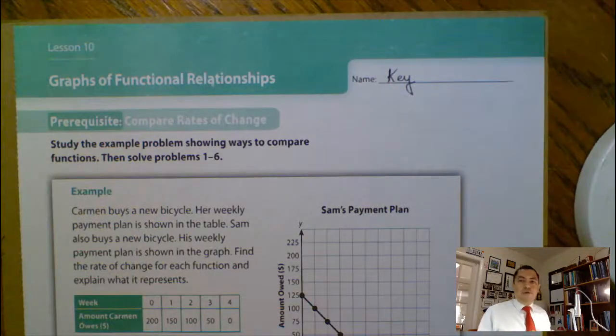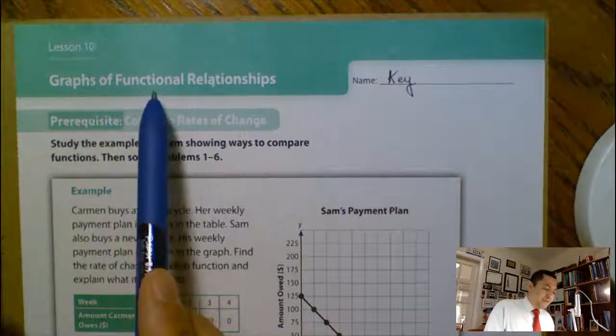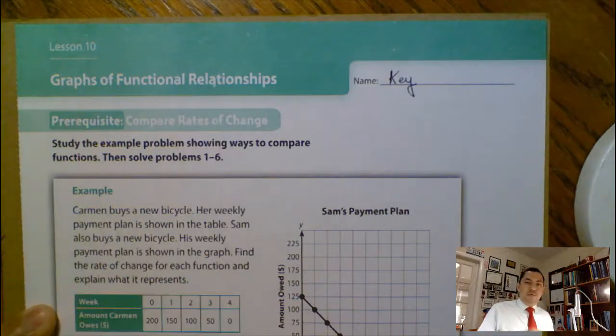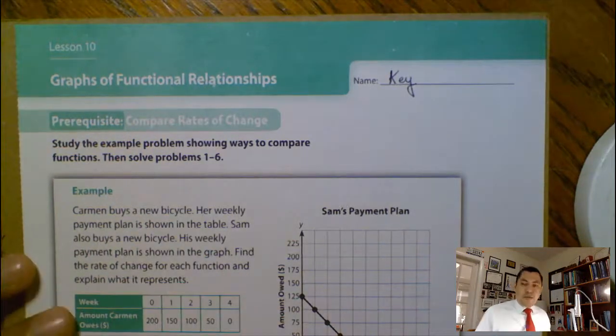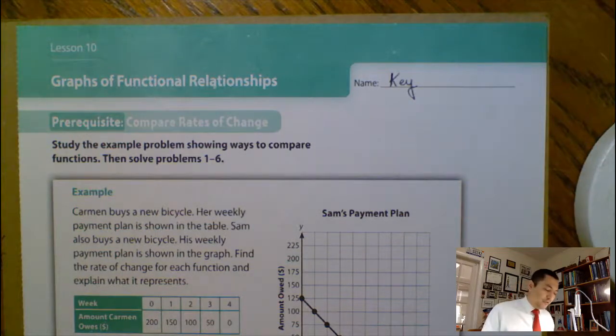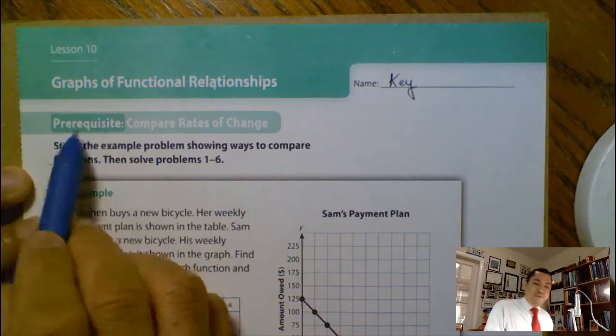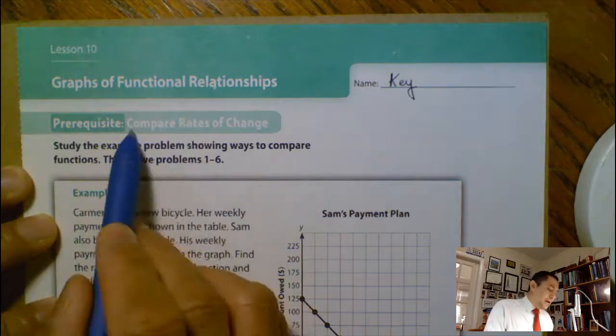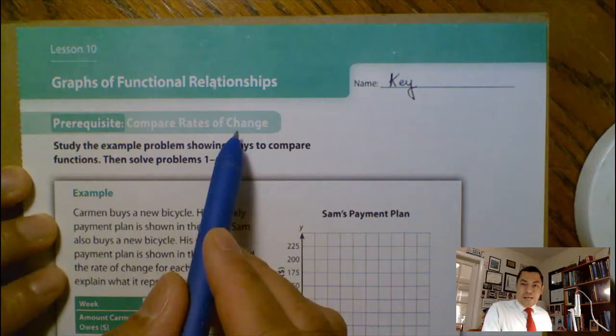Hello everyone, we are going to work on the solutions for lesson 10 homework, the graph of functional relationships. Remember that I assigned pages 113 and 114 for homework, so we are going to work on those solutions. The first one is a prerequisite, compare rates of change.